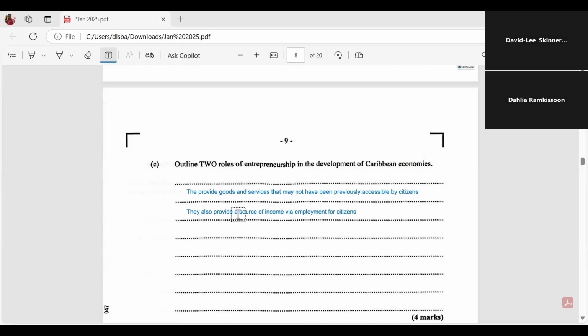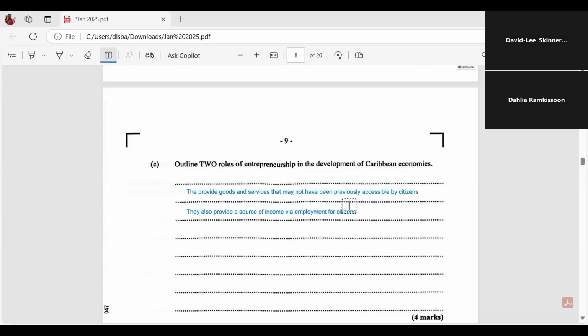They also provide a good source of income via employment for citizens. Right? So I didn't just say goods and services, I didn't just say employment. I explain how providing goods and services was good for citizens in the Caribbean and how providing jobs is good for citizens, right? Because it will be goods and services they didn't have previously, is income they didn't have previously, right?